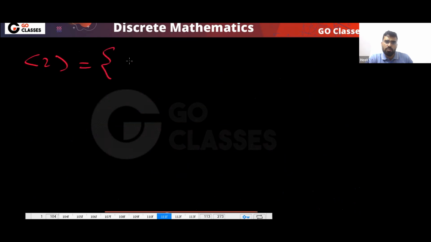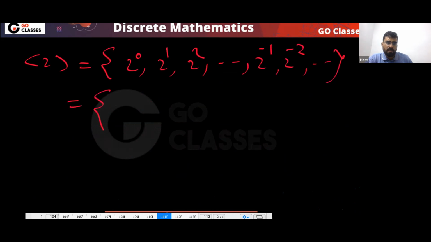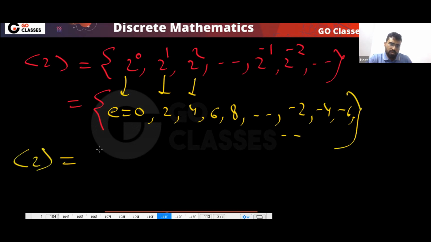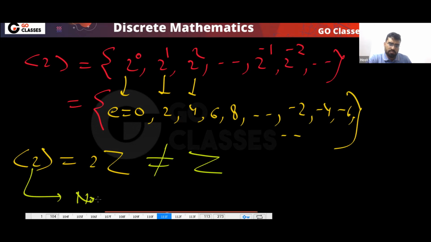Okay, and what is the subgroup generated by 2? 2 power 0, 2 power 1, 2 power 2, 2 power minus 1, 2 power minus 2. So this will be your identity element, this will be 2, 4, 6, 8, and so on, minus 2, minus 4, minus 6, and so on. You can notice that the subgroup generated by 2 is equal to 2Z, and this is not equal to Z. So 2 is not a generator of Z.